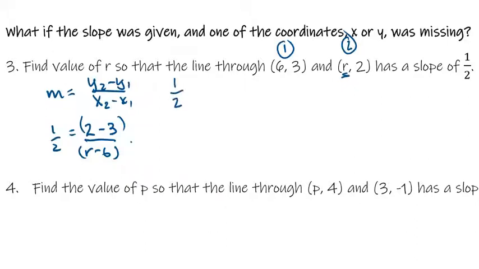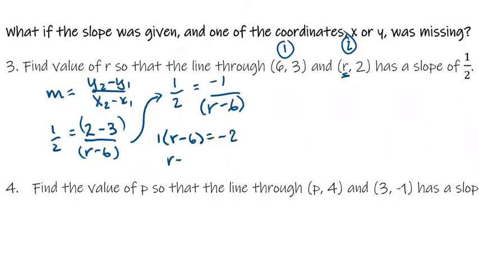So this is 1/2 equals negative 1 over r minus 6. So I'm going to package that up because it has a plus or minus in the denominator, and I'm going to cross multiply. So this is 1 times r minus 6 equals negative 2. Distribute my 1, and then add 6 to both sides. So I get r equals 4.